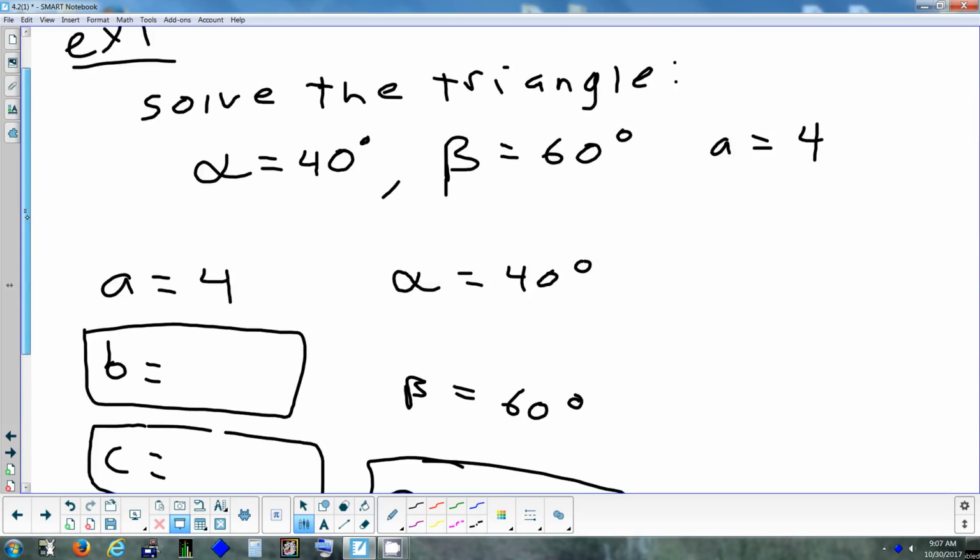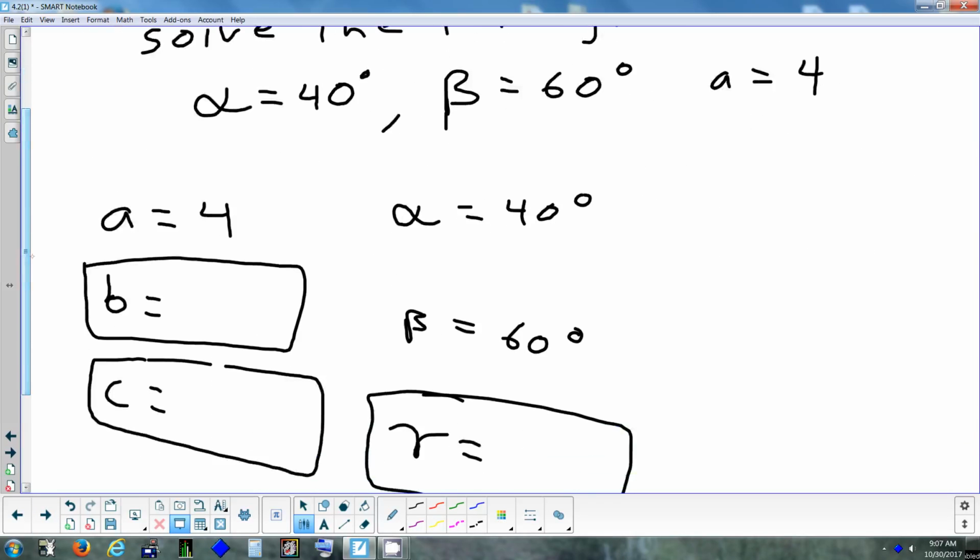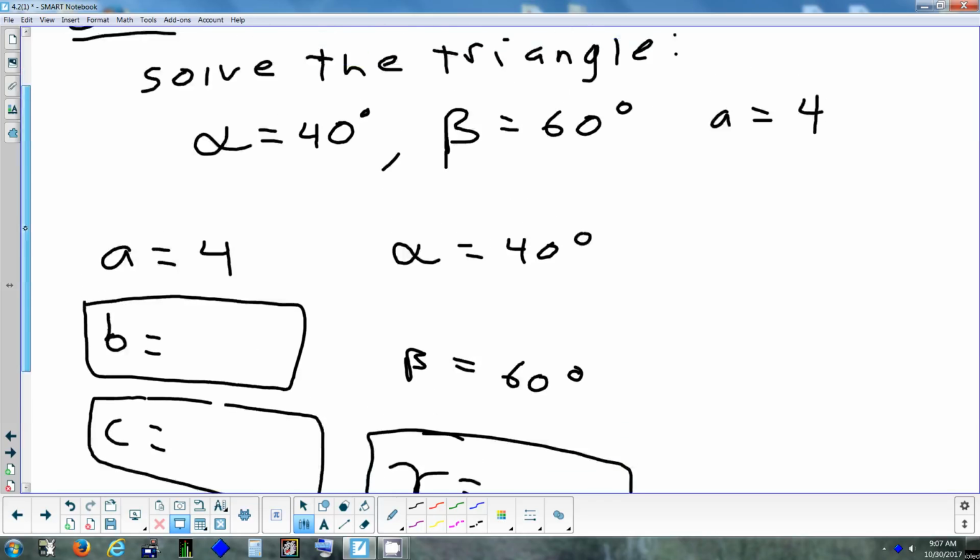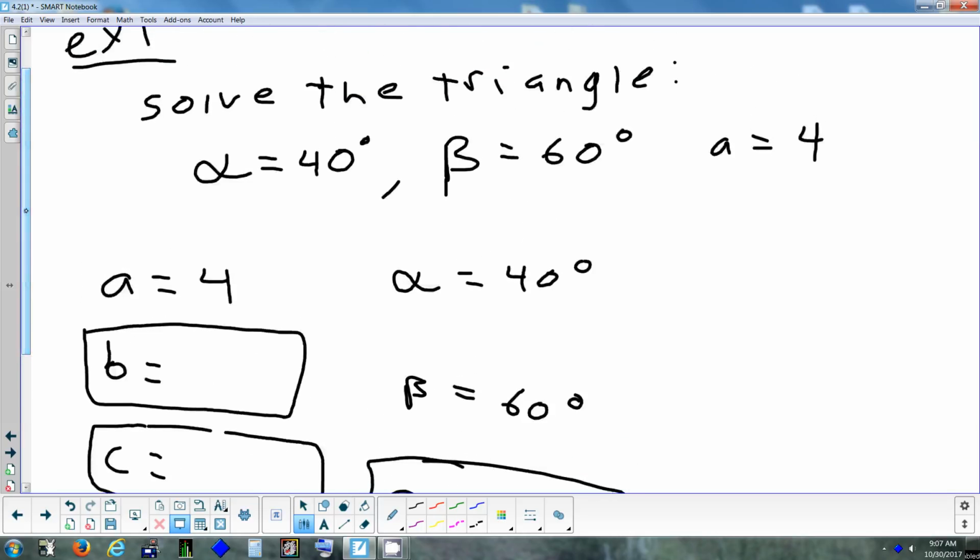Okay, so the table I've already set up for you. Put the 3 sides in one column, 3 angles in the other. And I think before I even start it, I'm just going to make a sketch. I'm going to put everything that I know in a diagram.